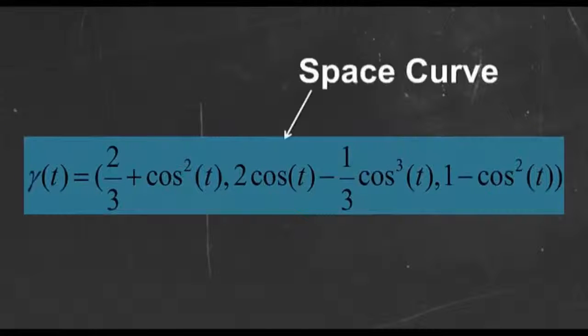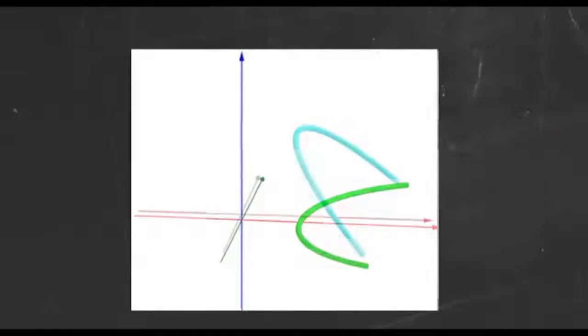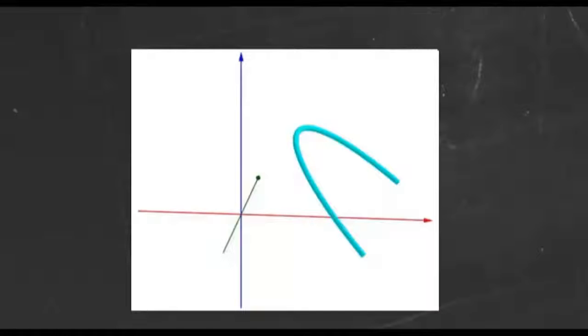This is a space curve. It's called a space curve because it exists in 3 dimensions. The first component is x, the second is y, and the last z. Have a look at our plane curve. Now take a look at our space curve. It looks remarkably similar to our plane curve, just slanted.